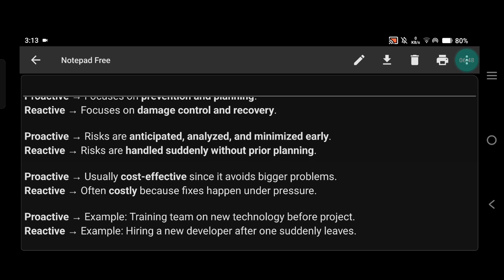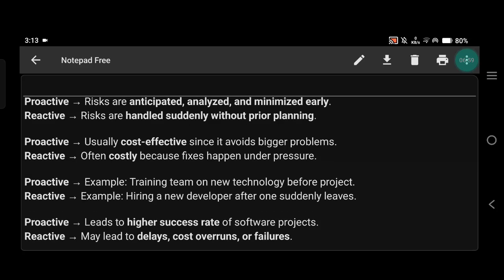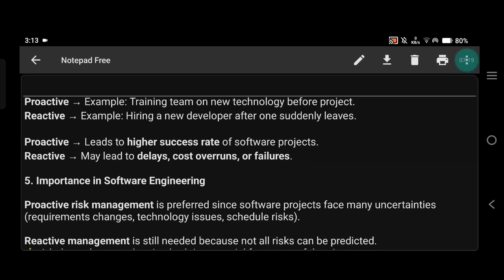Then proactive, risks are anticipated, analyzed, and minimized early. Reactive risks are handled suddenly without prior planning. Then proactive, usually cost effective since it avoids big problems. Reactive, often costly because fixes happen under pressure. Proactive example, training team on new technology before project. Reactive example, hiring a new developer after one suddenly leaves. Then proactive leads to higher success rate of a software project. Reactive may lead to delays, cost overruns, or failures.